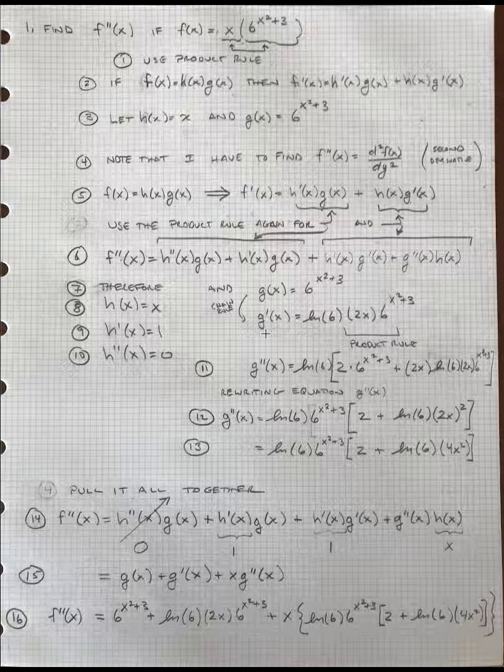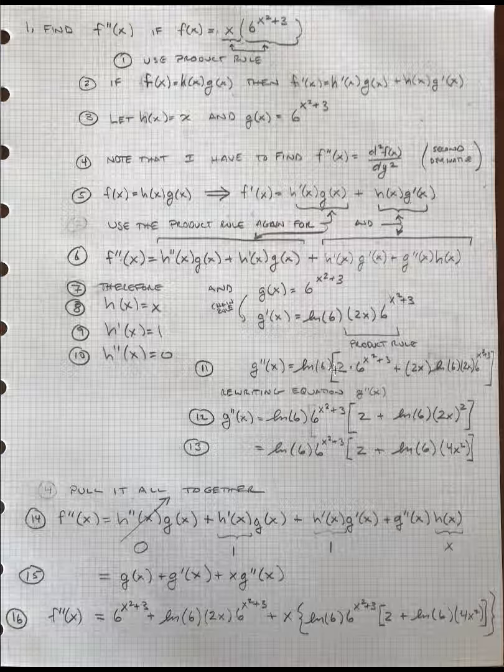And so now it gets a little bit more tricky because I have g of x and I have g prime of x, but you'll note that at least once in line 6, I have to write out what g double prime of x is. So now I have to use the product rule again on g prime of x to get g double prime of x, and that's line 11. First, note that in g prime of x, the natural log of 6 is just a constant, so I pull it out in front. And I'm going to use the product rule.